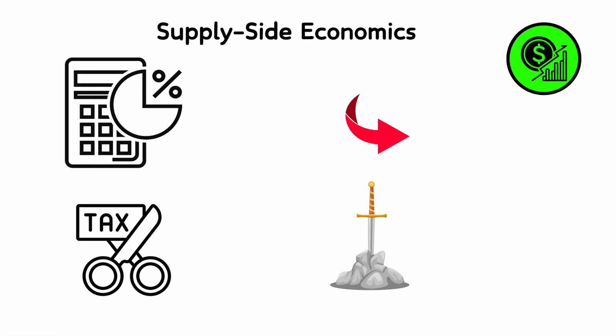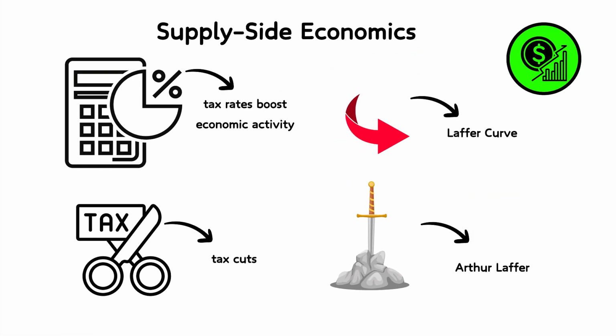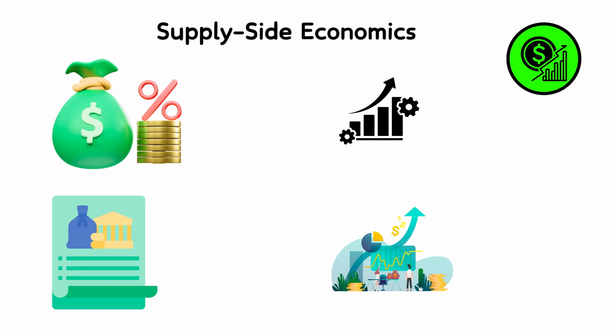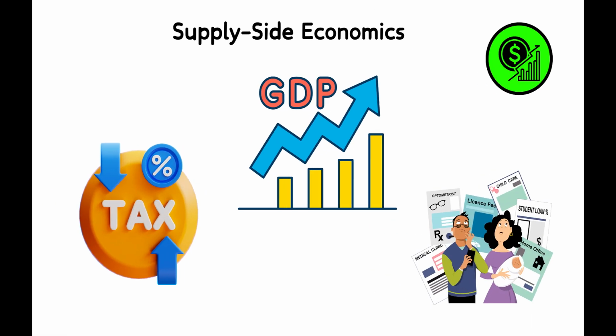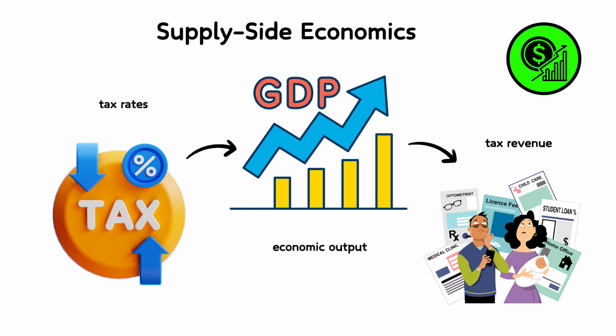The central tenet of supply-side economics is that lower tax rates boost economic activity enough to at least partially offset the loss in revenue from tax cuts. This idea is often encapsulated in the Laffer curve, a concept popularized by economist Arthur Laffer. The curve suggests that there is an optimal tax rate that maximizes government revenue without discouraging productivity and investment. According to this view, high tax rates can discourage work and investment, leading to lower economic output and sometimes even less tax revenue than would be generated with lower rates.